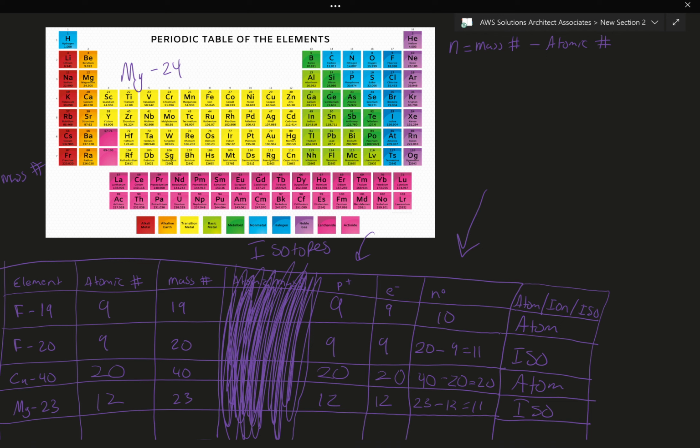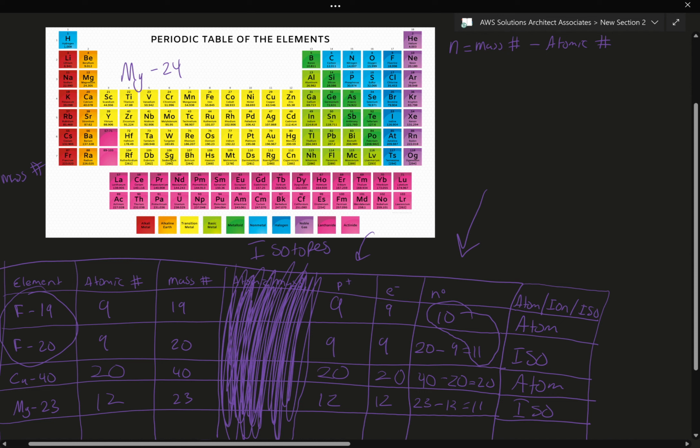That's pretty much it. I want you guys to notice something. Do you notice that the atomic number for the atom and the isotope of fluorine is the same, but the mass number is different? So what makes isotopes different is their mass number, and that in turn affects the number of neutrons.